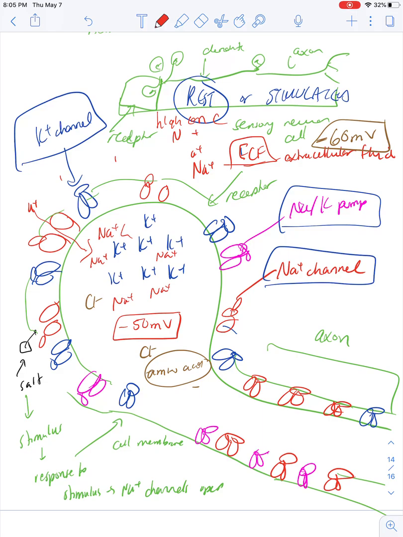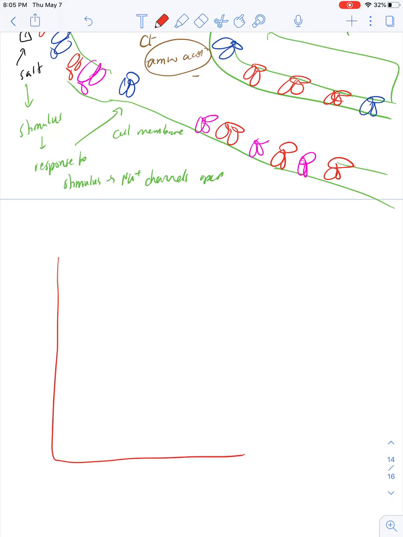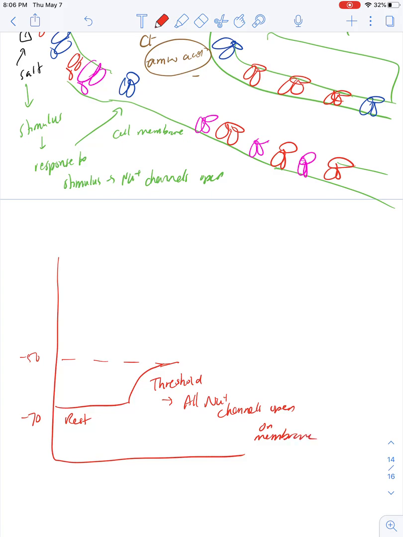Yes, it is. Okay? And neurons have what we call a threshold. This threshold means that when the inside hits this magic number, and let's say the magic number is negative 50, that means all sodium channels, let's say some were open and some were closed, right? When you hit what we call threshold, all sodium channels open, okay? So basically, there's a graph that you guys can do, and at rest, that's negative 70. Then you hit what we call the threshold, and the threshold is negative 50. And at this threshold, all sodium channels open on the membrane. But you've got to hit that threshold, okay?